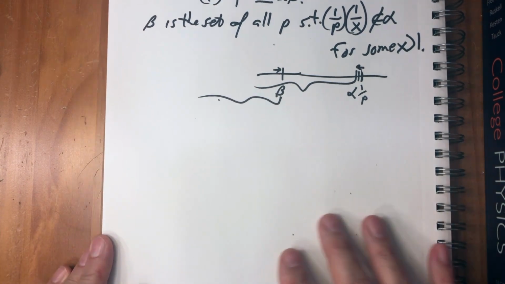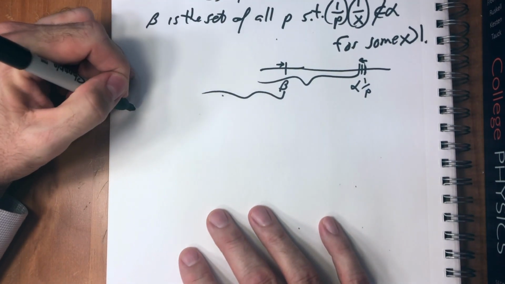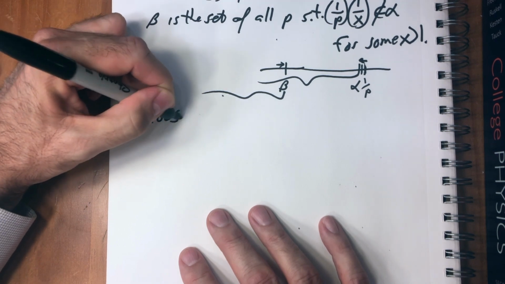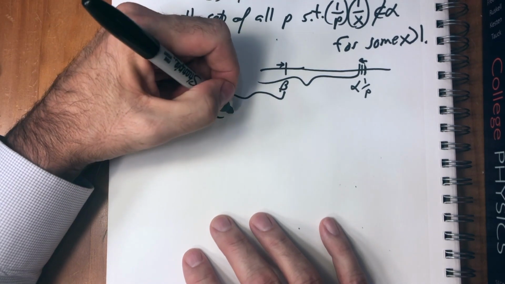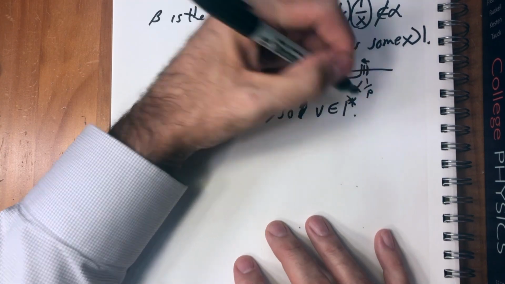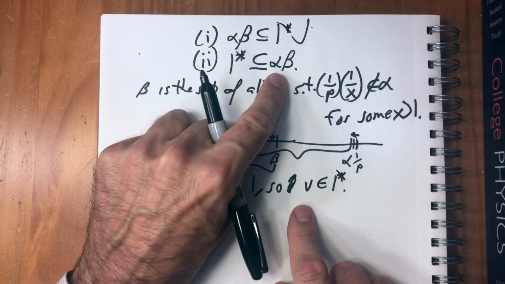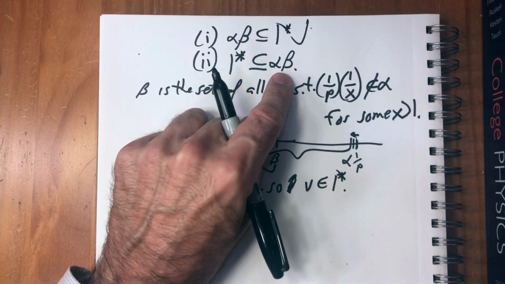Okay, so we just have to choose an element of 1 arbitrarily. So choose a v that is positive but less than 1, so it's an element of 1. Now we have to show that this v, no matter what it is, we're going to construct it in a way that it will also be an element of alpha beta.